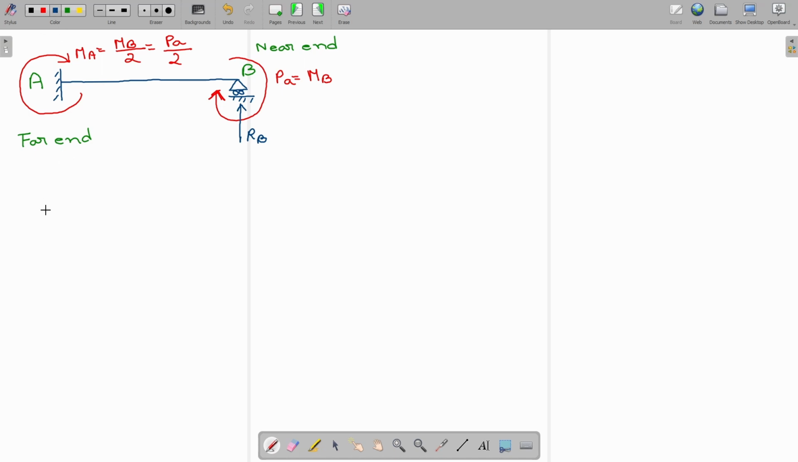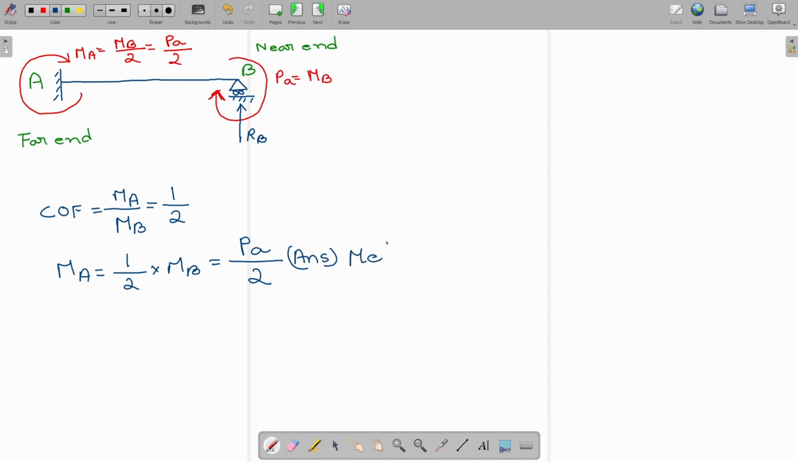So for the formula we can write that carryover factor is equal to MA by MB, which is equal to half. Since the far end is fixed, it is half. Therefore MA will be equal to half into MB, which is PA by 2. This is the answer.